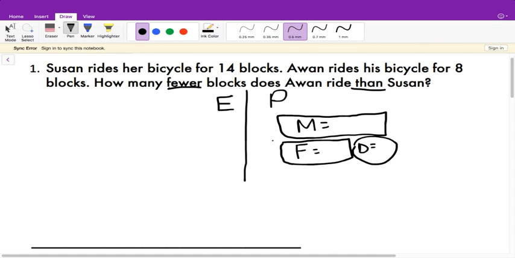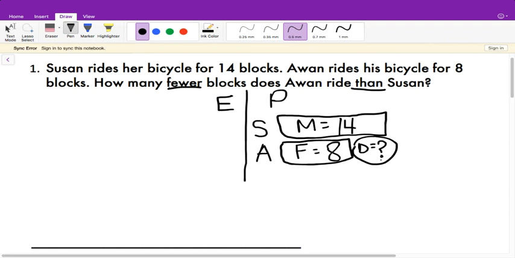When I go back to my problem, I can see that Susan has more because she's ridden 14 blocks. And Awan has less because he's only ridden for 8 blocks. And I'll put their numbers now into my bars. So Susan was 14 and Awan was 8. That lets me know if I have both of these things, I'm only missing the difference. I can go back to my question and make sure that that's correct.